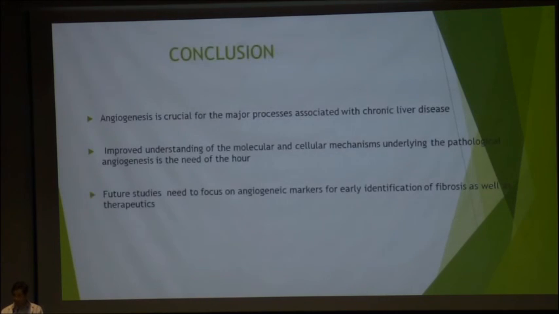So, coming to the conclusion, angiogenesis is extremely crucial for patients with chronic liver disease as well as liver fibrosis. It possibly represents one of the earliest markers for liver fibrosis, and targeting it early possibly represents one of the best approaches at present. Future studies need to focus on angiogenic markers for early identification as well as therapeutics.